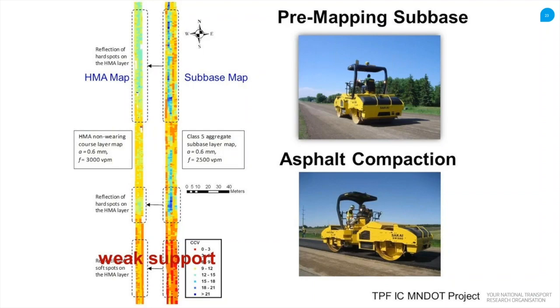You can see here on the left-hand side, we have shown you the pre-mapping subbase stiffness map. This is using the Sakai CCV value. Remember, Sakai CCV is called the compaction control value. It's similar to what we just saw earlier for the KB value from the Amount case. We coded the color red as a low value, and when it turns to yellow and blue, it's a higher value. You can see here, comparing the subbase map and asphalt map, the weak support area reflected from the subbase map to the asphalt map.